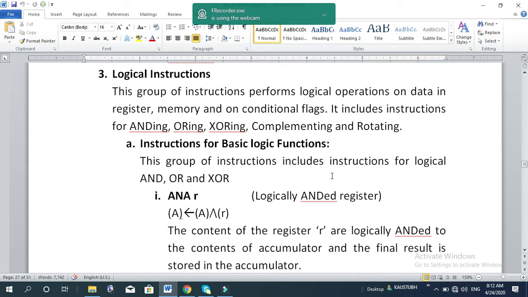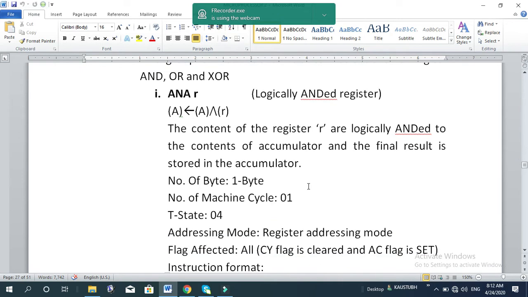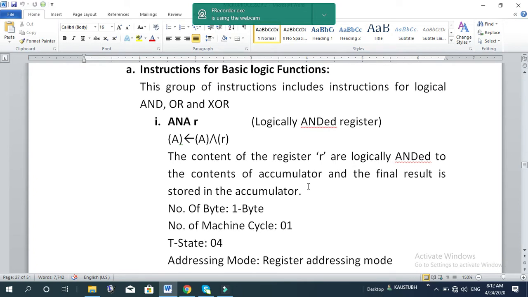Okay, now under these instructions also, since they are logical operations, all the flags will be affected. And as with addition or subtraction instructions, here also to perform any logical operation at least two data are required. There are a few exceptional cases, I will mention those.